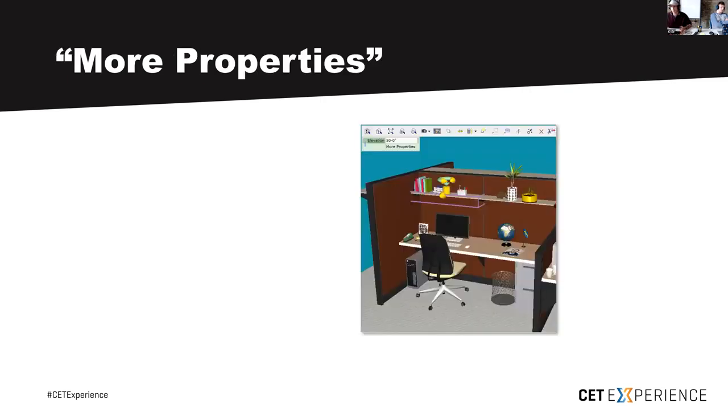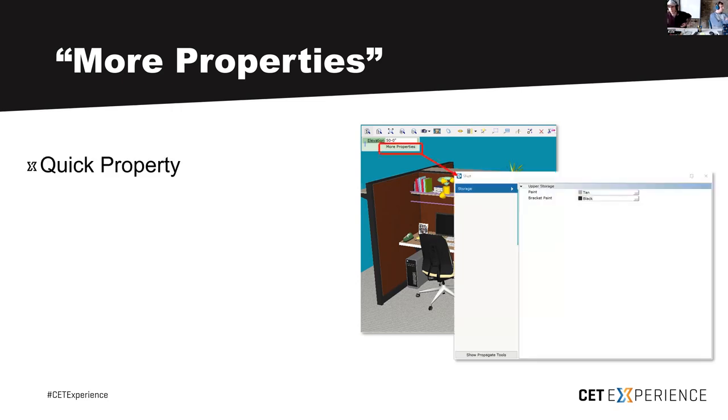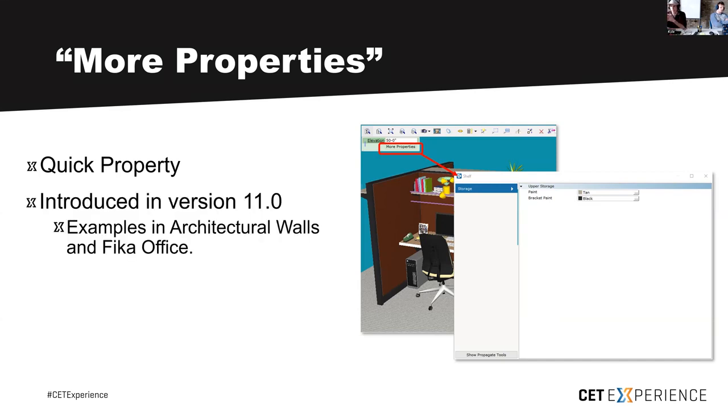All right, so let's jump into the first one. The more properties, we threw it in quotes because we're talking about this specific quick property button here. Again, you may have seen this already. It did show up in 11.0, and you can see examples of that in Architectural Walls and Fika Office. But essentially, by default, it'll bring up this window here that you see, and it brings up scheme-related options of the object that you select in space.